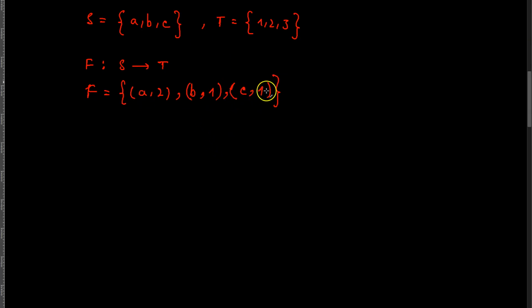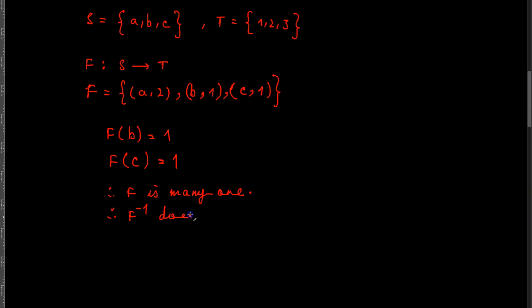So yeah, as you can see, the function goes from this set to this set: a to 2, b to 1, and then c to 1, meaning that the function is many-one, meaning that f of b is equal to 1, and also f of c is equal to 1. And so the function f is many-one. And since the function is many-one, you can say that f inverse does not exist.